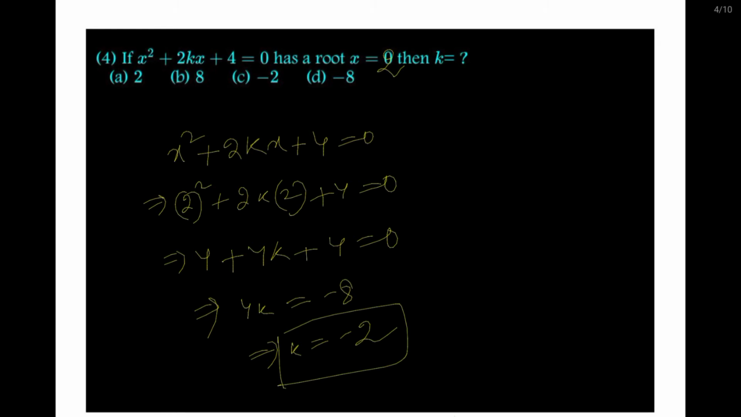Is there any option k is equal to minus 2? Yes, k is equal to minus 2. C is the correct answer. So that's all for this question. Let's move on to the next one.